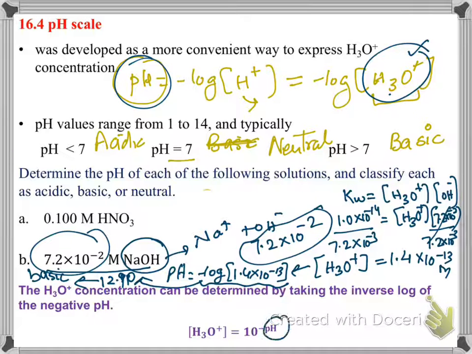What if pH is given and you have to find out the hydronium ion concentration? Then you do 10 to the negative pH. So let's say, what is the hydronium ion concentration if pH is 4.5? All you have to do is H3O plus equals 10 to the power negative 4.5.